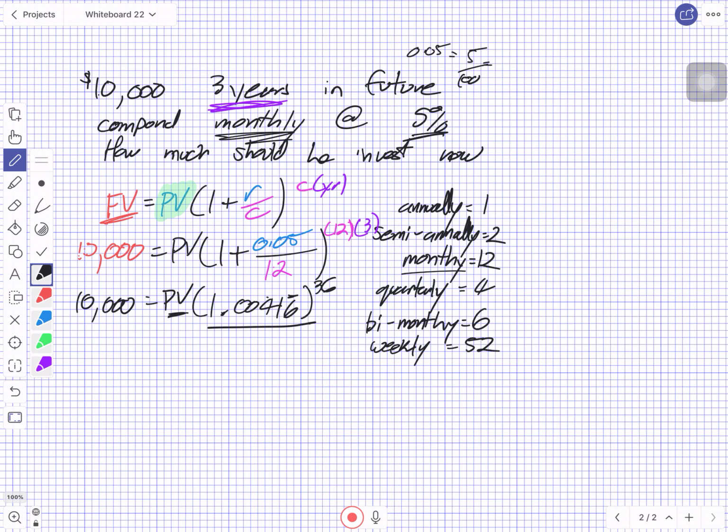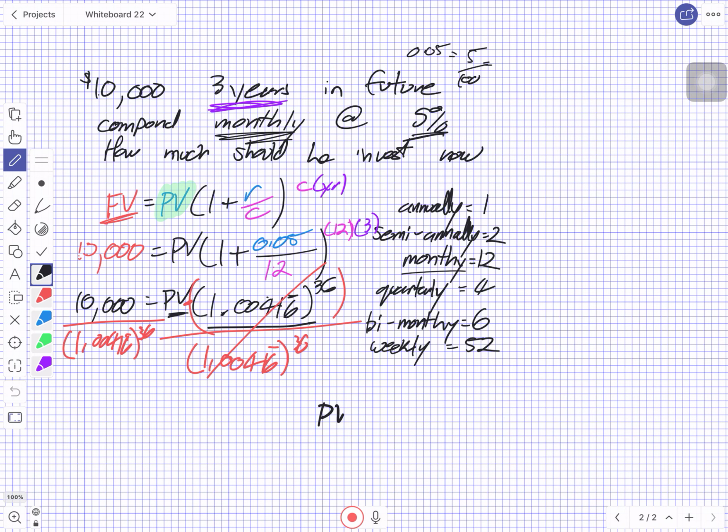The other thing I can do is, because this is multiplied here, I can technically divide this side by that amount, the 1.00416 repeated to the power of 36. And whatever I do to one side, I have to do the other, so I would divide by 1.00416 to the power of 36. These two create a 1, or they're commonly known as canceling out.